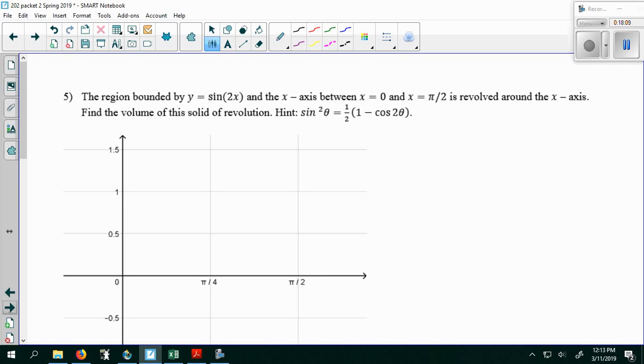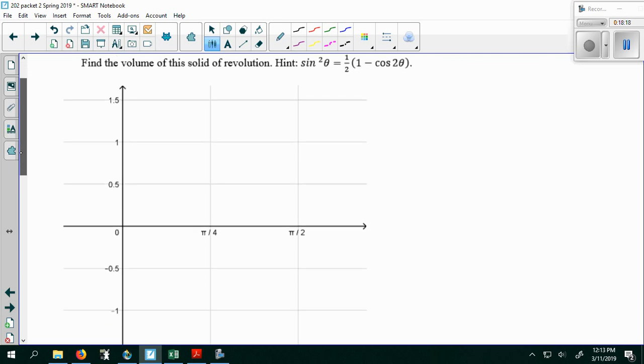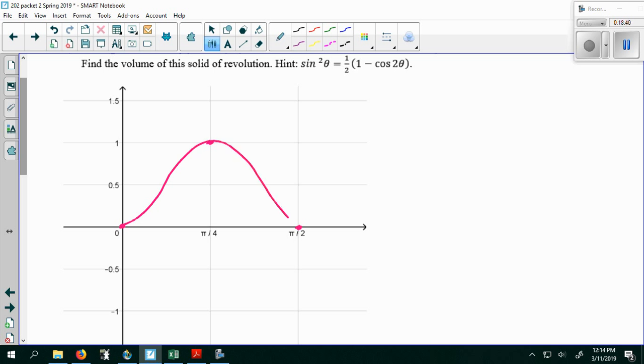Okay, the region bounded by y equals sine of 2x and the x-axis between x equals 0 and x equals pi over 2. We're going to revolve that around the x-axis. So sine of 2x, well, the sine of 0 is 0. If I plug a pi over 2 in, that's the sine of pi, which is also 0. Plug in pi over 4, that's the sine of pi over 2, which is 1. And then halfway between, I have changes in concavity. So this looks something like that.